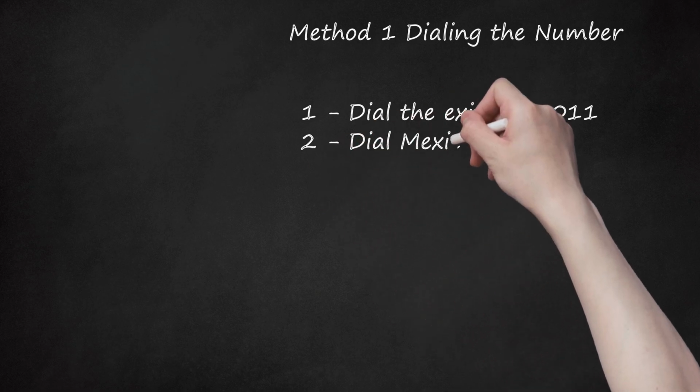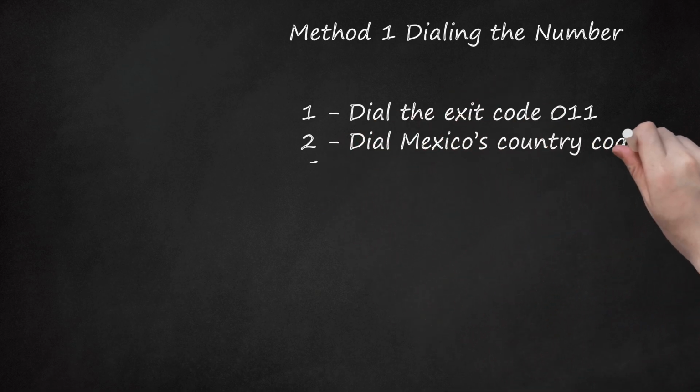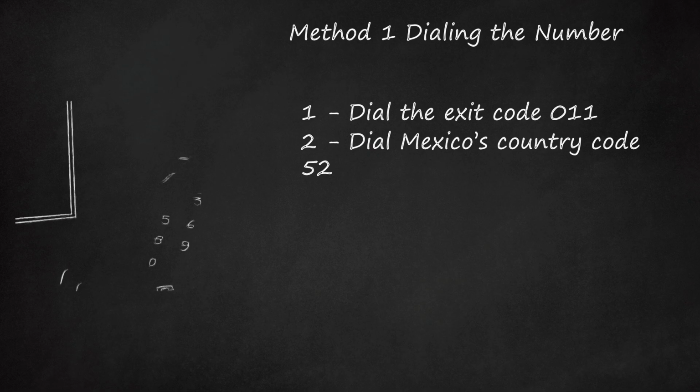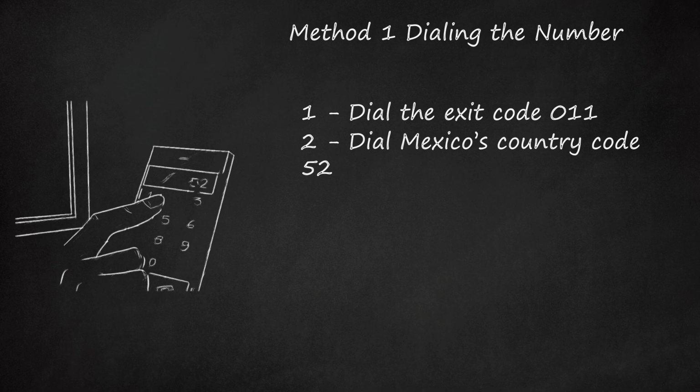2. Dial Mexico's country code 52. After dialing the exit code, dial 52 to call Mexico. You can call any landline phone with this code.